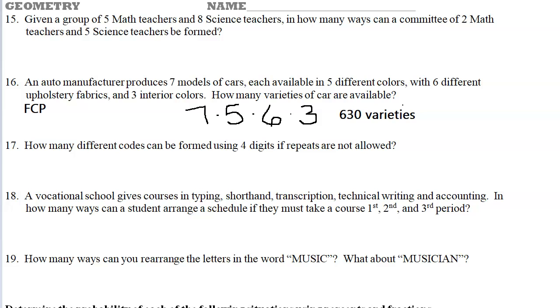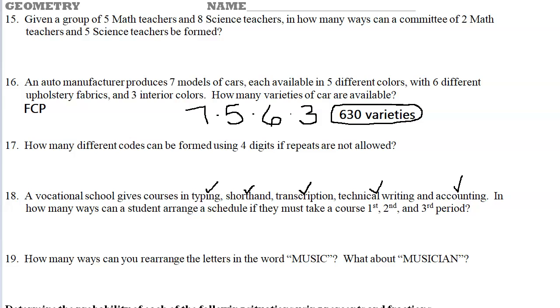Alright, next up. Number 18. A vocational school gives courses in typing, shorthand, transcription, technical writing, and accounting. All sort of business style classes. In how many ways can a student arrange a schedule if they must take a course first, second, and third period? So we are implying that you can take any of these classes, any class period, but you have to take business classes first, second, and third period.